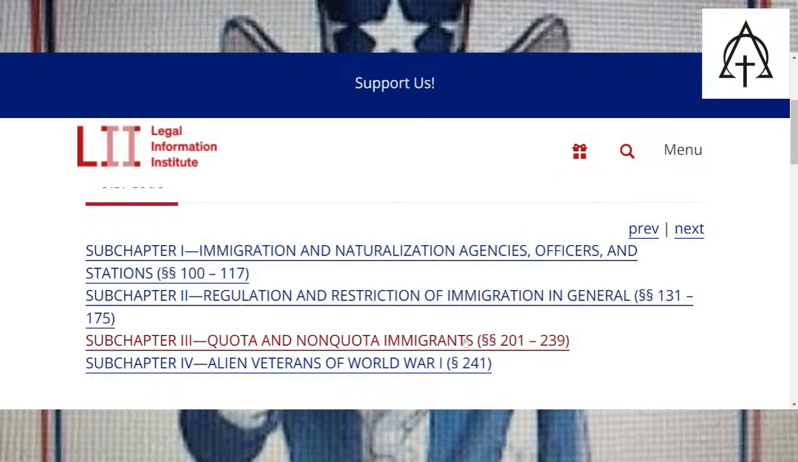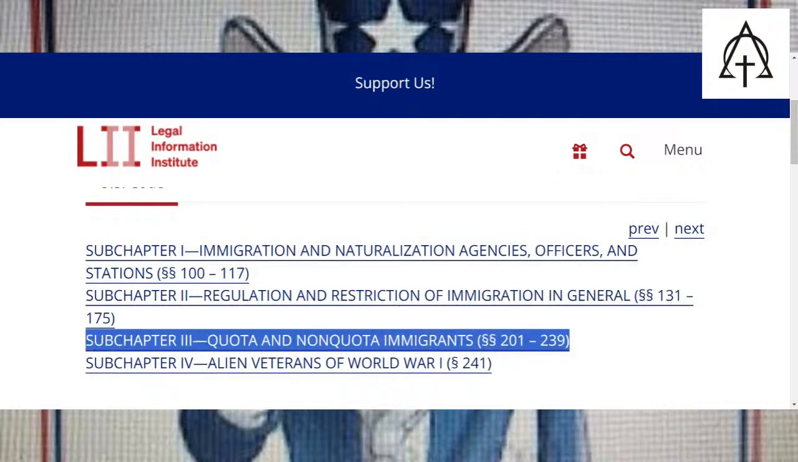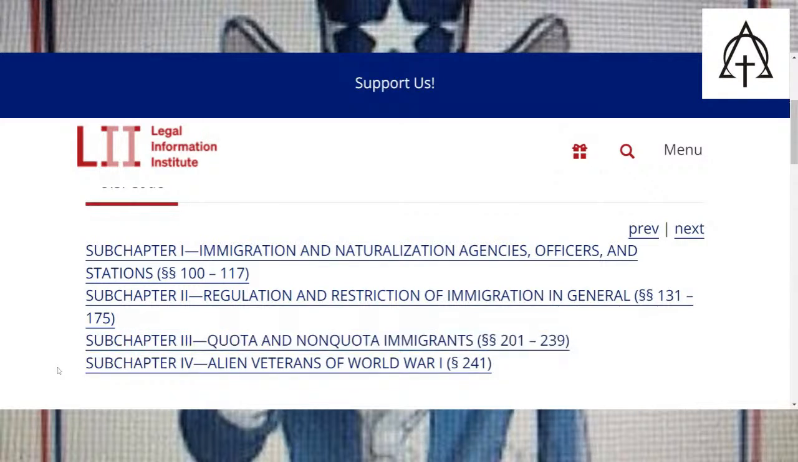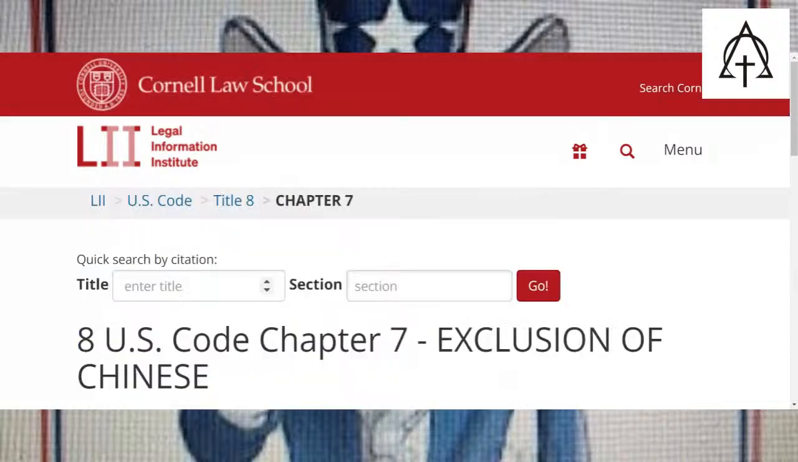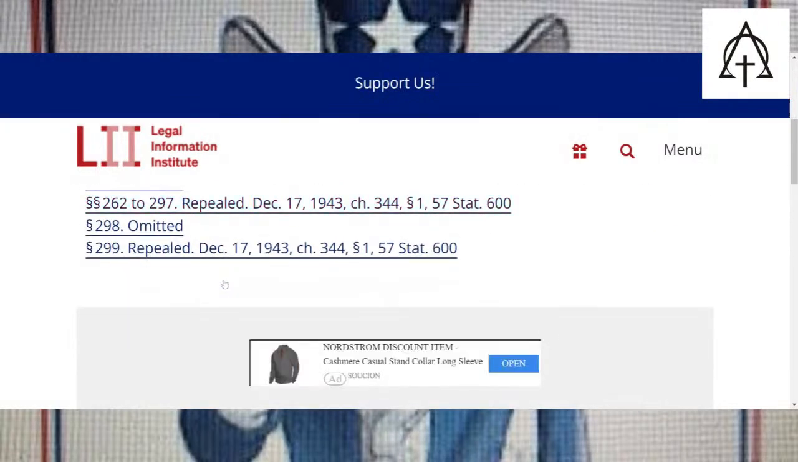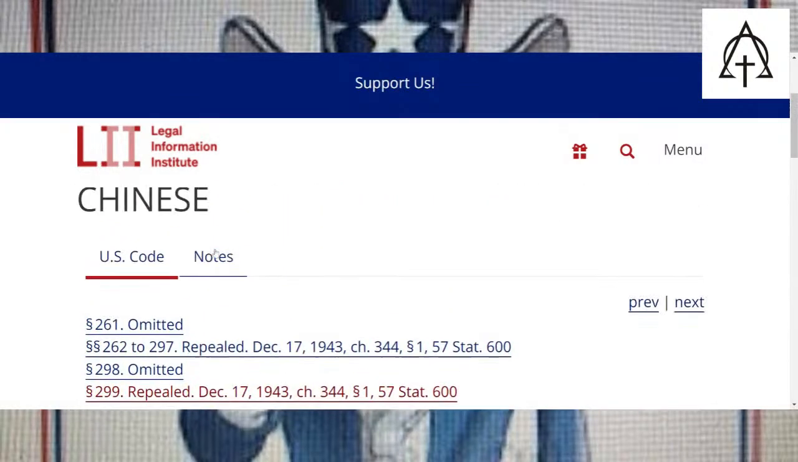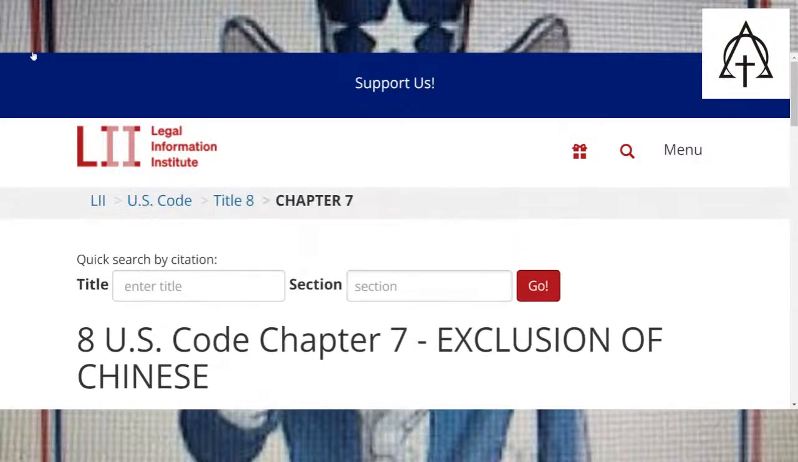Quota and non-quota immigrants. So you see, folks, they even have a quota on the immigrants they can allow or not allow in the country. This is what the wall thing is all about. Alien veterans of World War I. Exclusion of Chinese. Omitted, repealed, omitted, repealed. And that has to do with the next one.